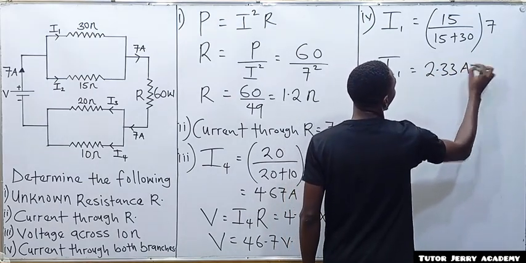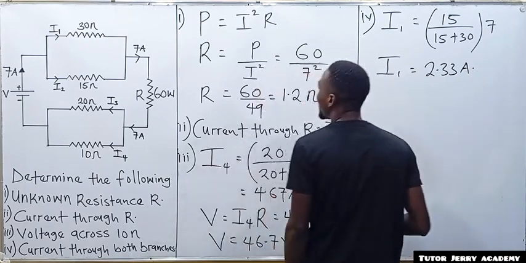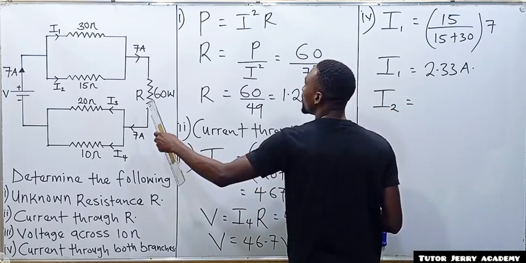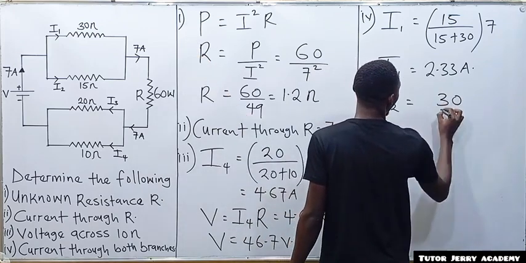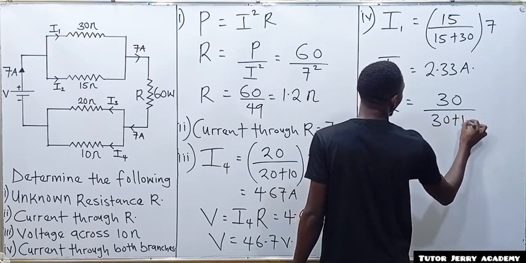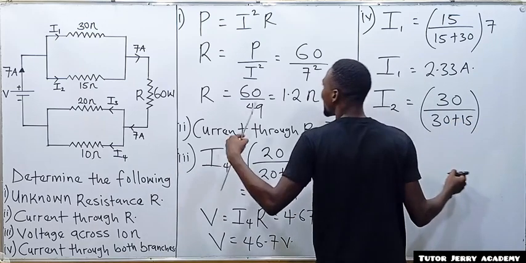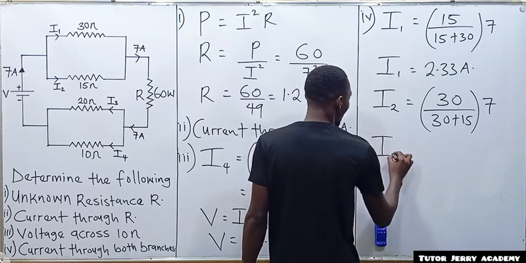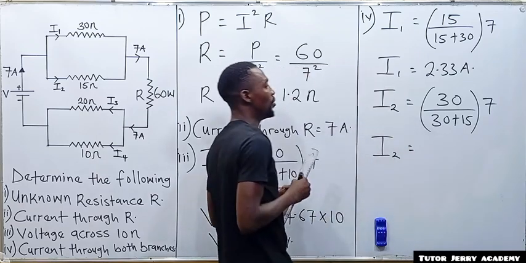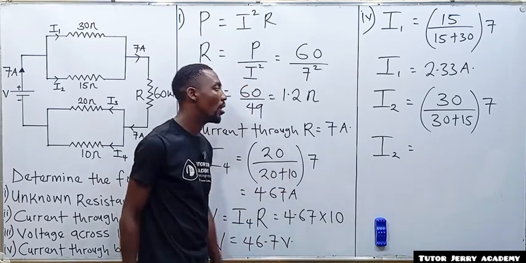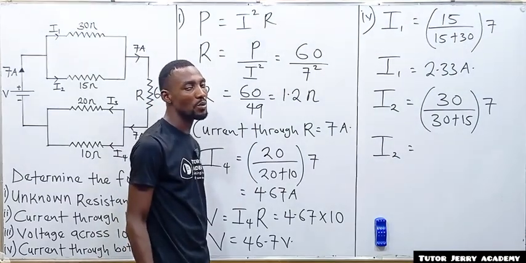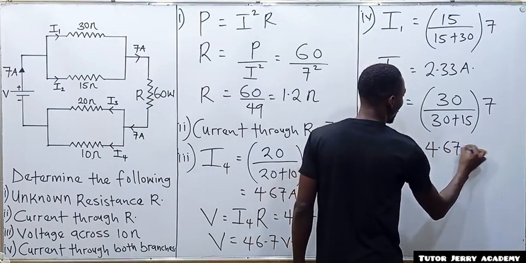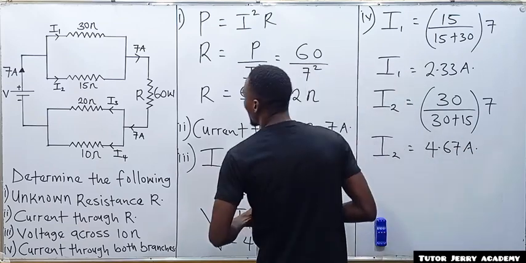2.33 ampere. All right. So the next one is I2. I2 will be equal to 30 all over 30 plus 15, then multiply by the total current that enters that branch, which is 7. So if you press your calculator again, 30 multiplied by 7 is 210. 210 divided by 45, you are going to have I2 to be 4.67 ampere.